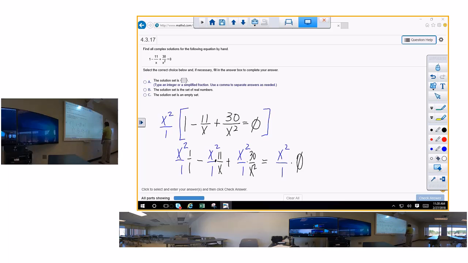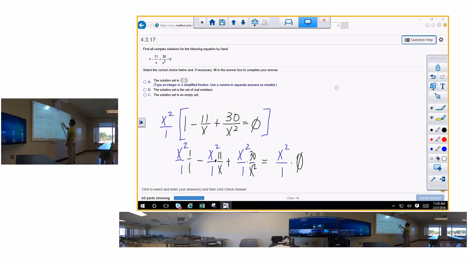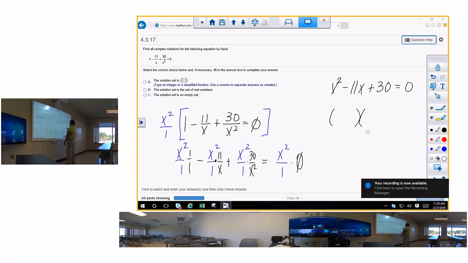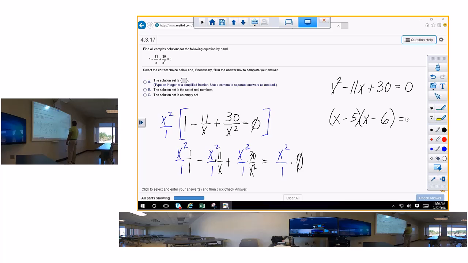Well, what happens is we get x squared minus 11x plus 30 is equal to 0. And of course, now you can just use 5 and 6. Use your reverse FOIL. So x, 5, 6. That's going to be (x - 6)(x - 5) equals 0. So our vertical asymptotes are 5 and 6.